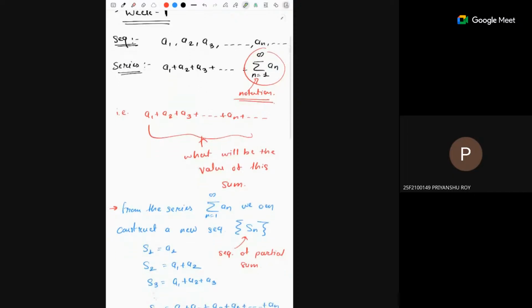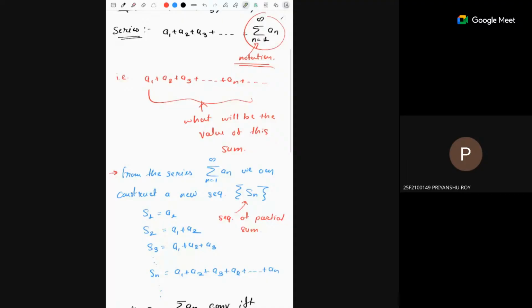Now what we want to understand is the value of this infinite sum. That means if you add infinitely many numbers, what will be the value of that? This is the question we want to answer. Ultimately, what we want to answer is how we can understand the convergence of a series.